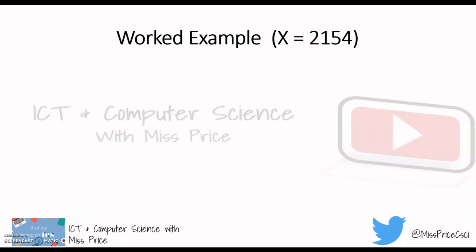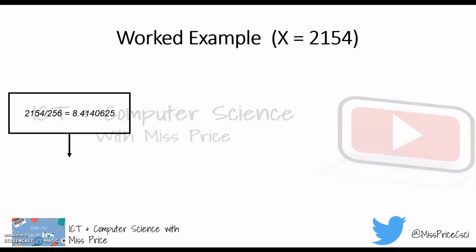Here's your worked example. So x is going to be 2,154. And you're probably thinking, oh, brilliant. But it's very, very easy, so don't worry. It's very straightforward. So 2,154 divided by 256 will give you 8.414065. Oh, great. That sounds like a number that I can work with. Not. So we move on to the second part of our algorithm.